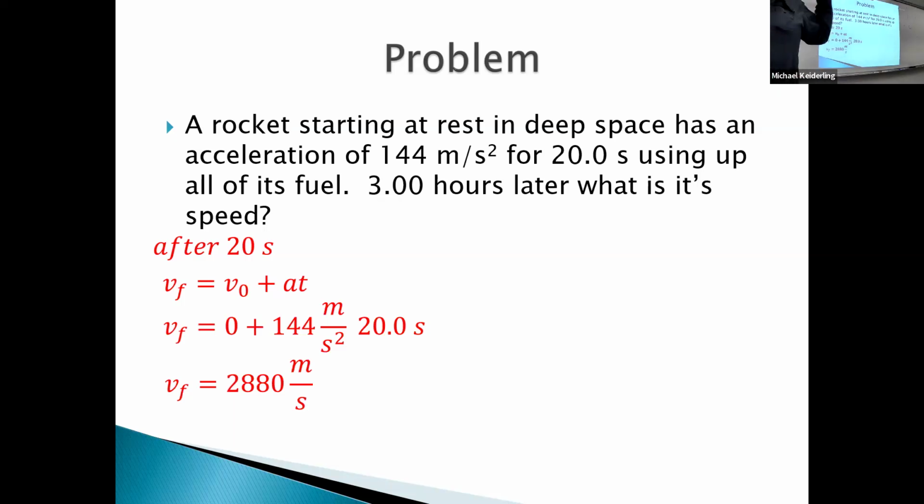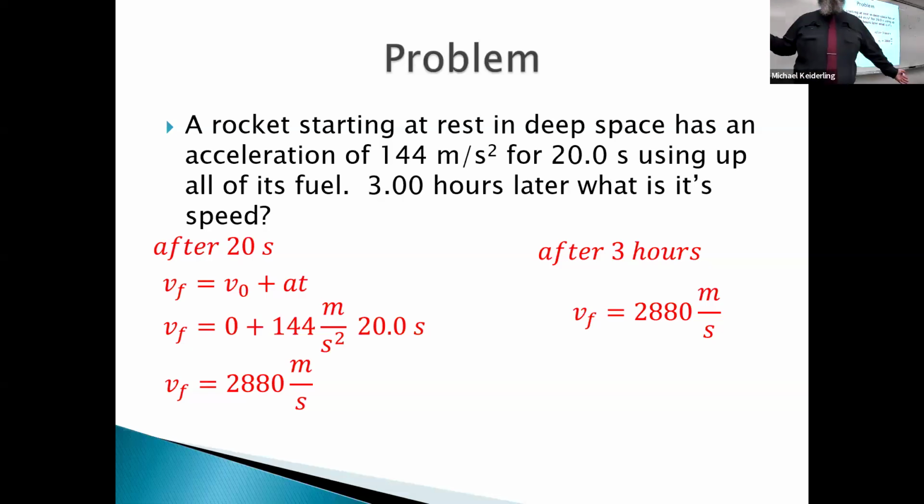At which point, the force stops. So there's no force. No force means velocity remains constant. We have a continuous constant velocity of 2,880 meters per second after 3 hours. Nothing's going to change once it runs out of fuel and the force stops, basically. So while it has fuel, it has an unbalanced force causing this acceleration. And then once the fuel runs out, it doesn't have any force anymore, so it just coasts at a constant velocity.